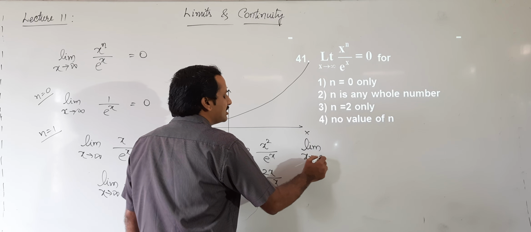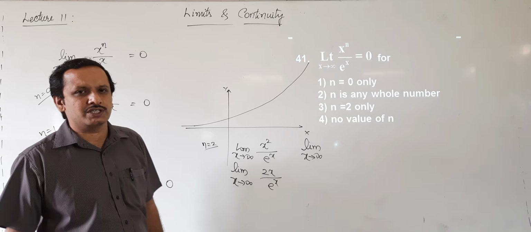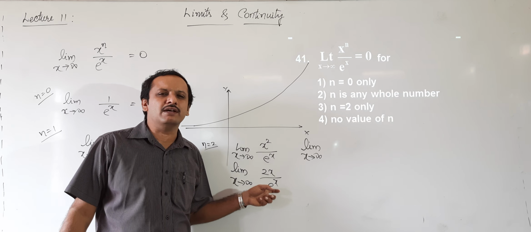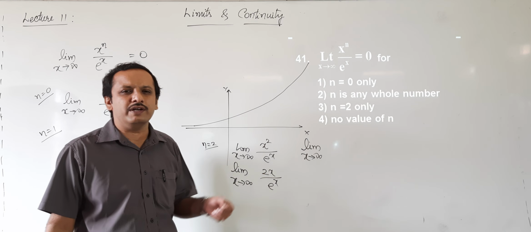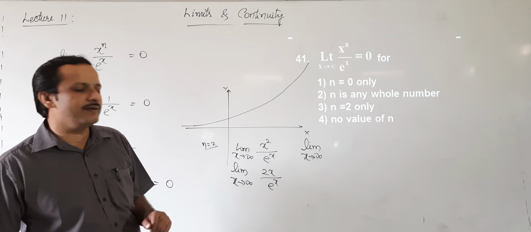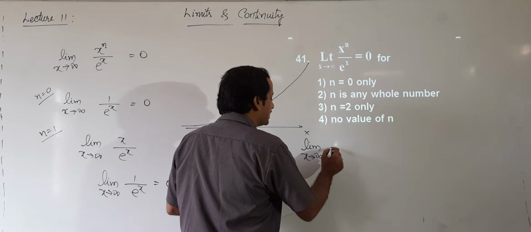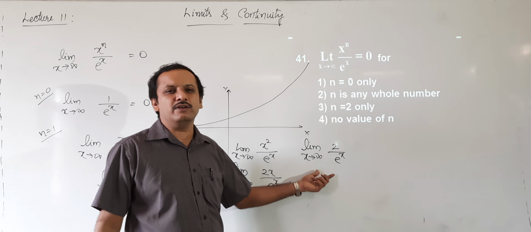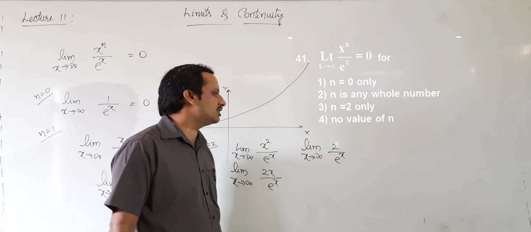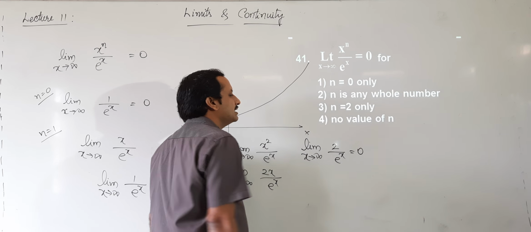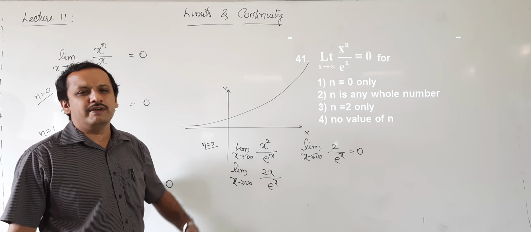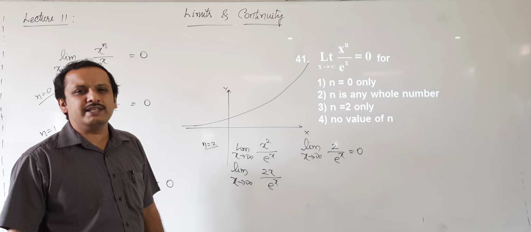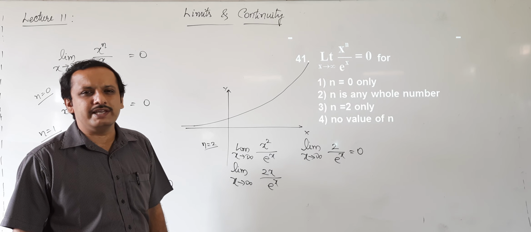You can use L'Hospital's rule as many times as you wish, provided in each step you get the limit in the form either 0 by 0 or infinity by infinity. Now it is of the form infinity by infinity. So when I differentiate this, I am getting 2 by e power x. So as x tends to infinity, denominator will tend to infinity. So 2 by infinity, that tends to 0. That means the result is true when n is equal to 2 also. When n equal to 0 also, n equal to 1 also true, n equal to 2 also true. So from this we can say that the result is true when n is any whole number.